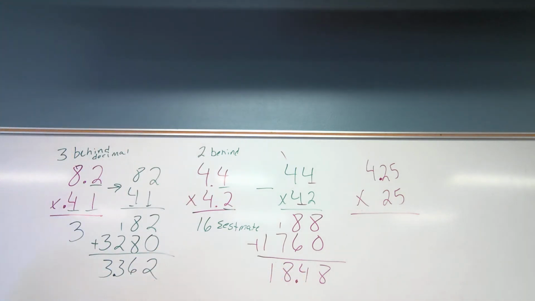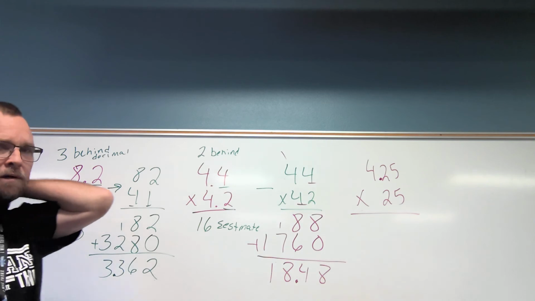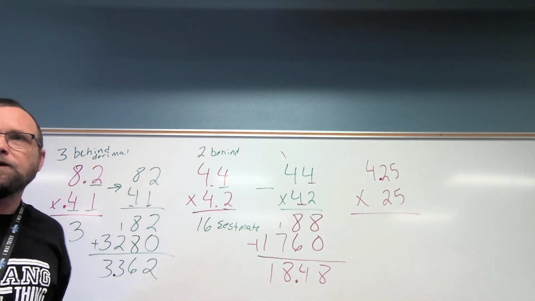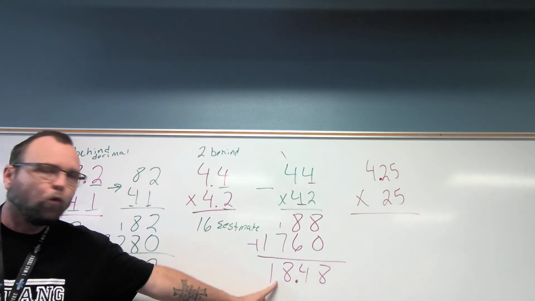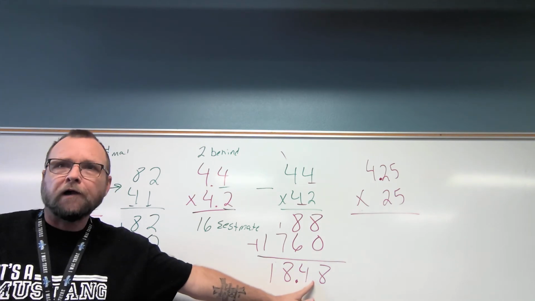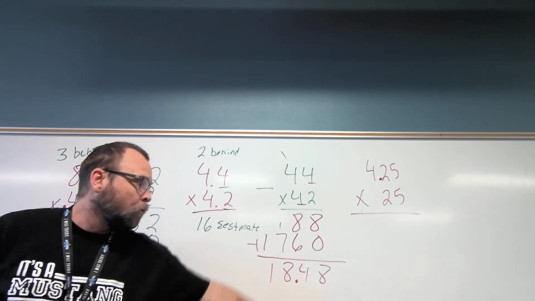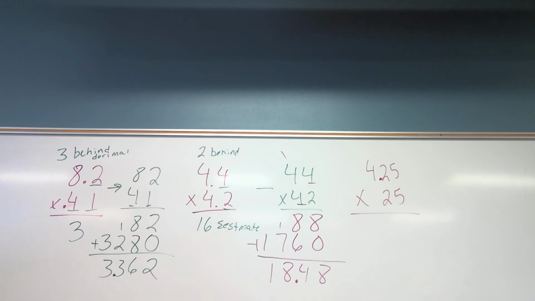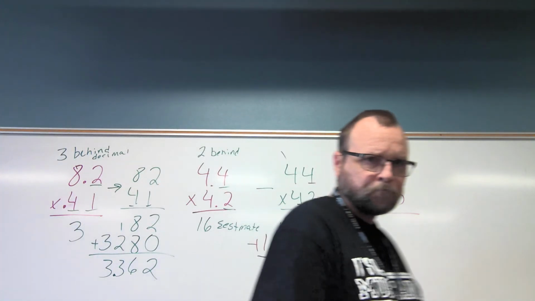Zach told me there's 2 numbers behind the decimal point. Ava told me my estimate was 16. If you put the decimal point anywhere else, it's not going to be anywhere close to 16. Here it would be 1.848. Here it would be 18.48. Here it would be 184.8. Estimate ahead of time, please.